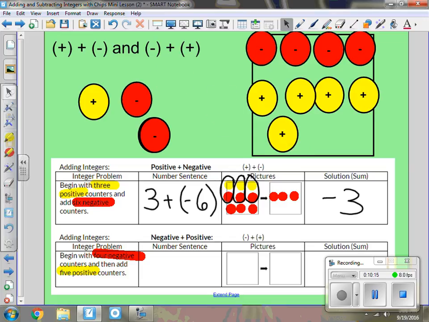There's my 5th. And now I'm going to go ahead and write that number sentence. So I had 4 red, so that's going to be a -4. And I'm going to add 5 positive, a +5. I'm going to draw my dance floor, that party. 4 reds. And then 5 yellow circles.